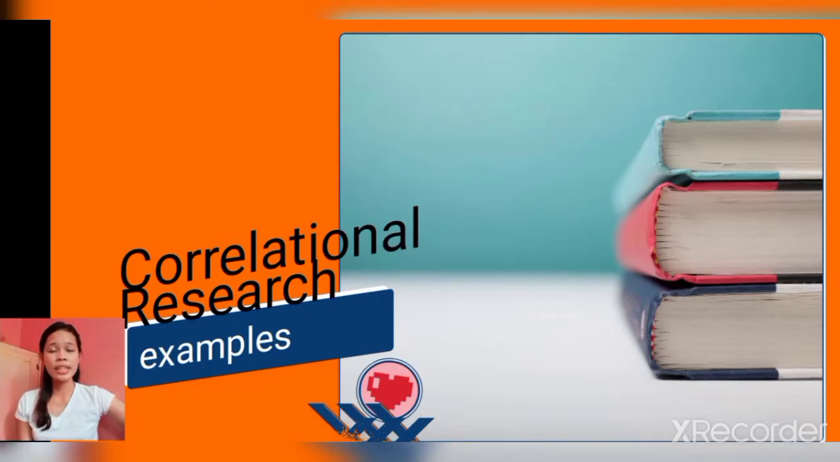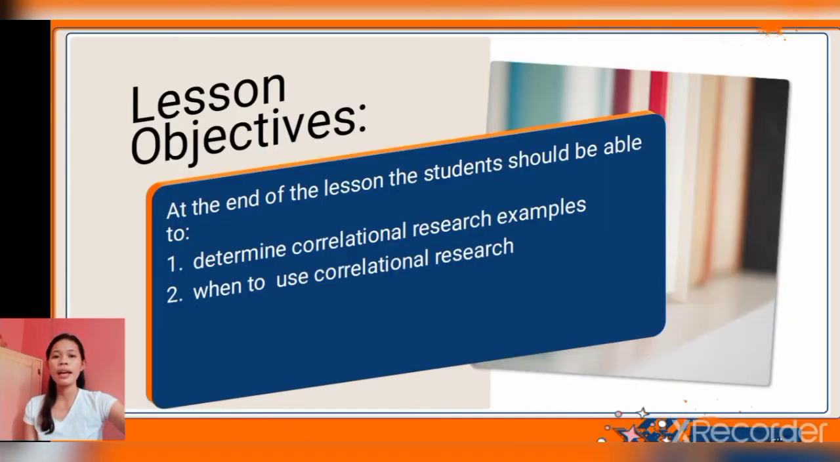Good day everyone. So in this video I'm going to tackle the examples of correlational research and descriptive research. But before that, let me introduce to you our lesson objectives. At the end of the lesson, the student should be able to determine correlational research examples and when to use correlational research. So we have here three types of correlational research.